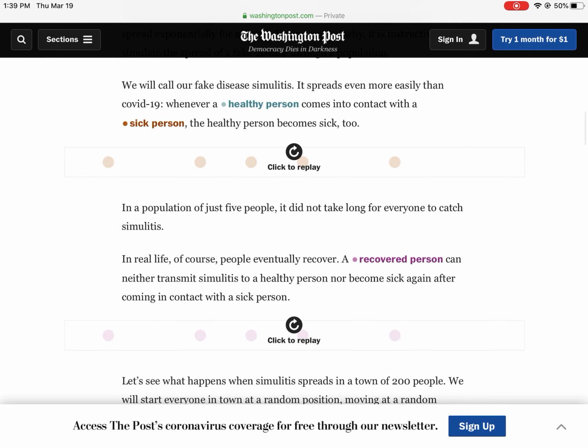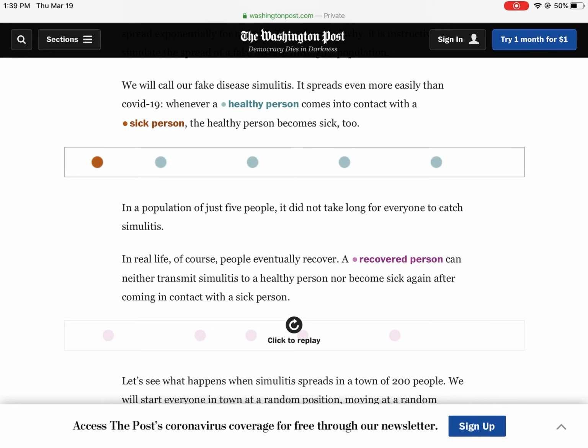We'll take a look at an article from the Washington Post. Here they're going to use a simulation. They're going to use these little circles to represent people. A healthy person is a gray dot, and a sick person is a brown dot. In this simulation, whenever a brown dot or a sick person comes in contact with a healthy person, they will infect that person and their dot will turn brown.